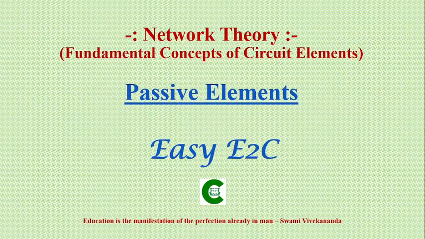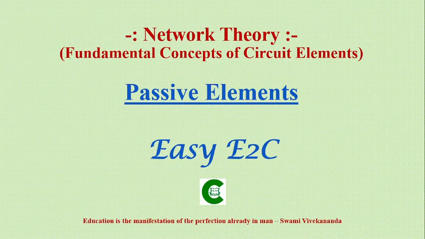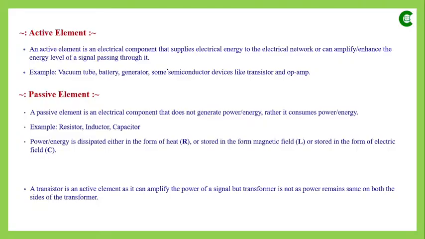The first class will be based on various types of passive elements that we use in electrical circuits. So let's get started. In an electrical network, if we classify with respect to electrical power supply or consumption, then that can be broadly classified into two parts: some elements which are called active elements and some which are called passive elements.